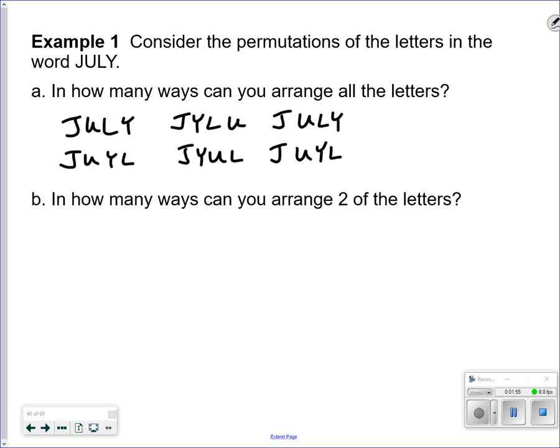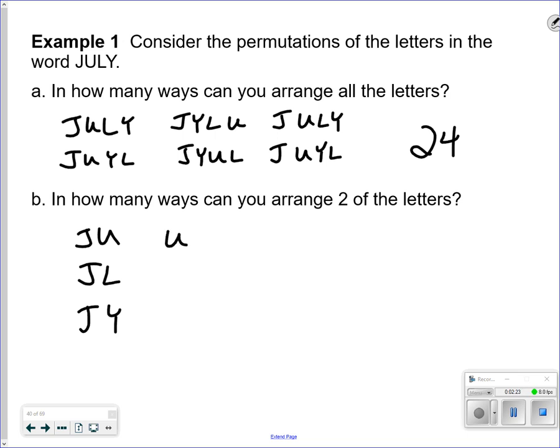So again, how many different ways could you actually do this? So you're talking about 24 different ways if the order does matter. Now, how many ways can you do this if you just want 2 of the letters? So like a J with a U, a J with a L, and a J with a Y. So that is all the ones with J being first.